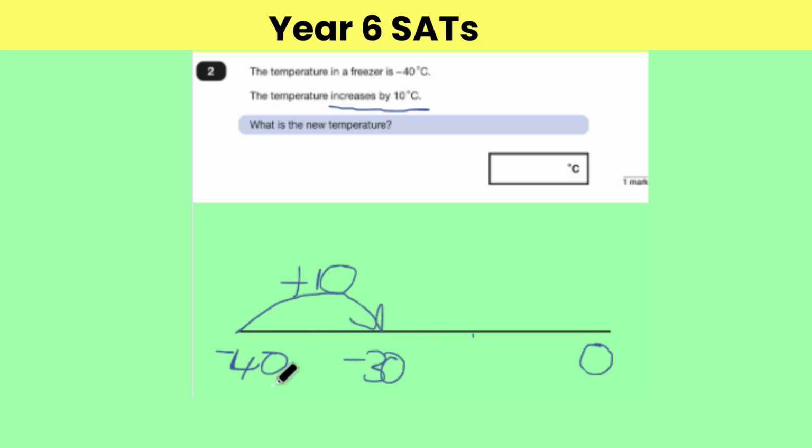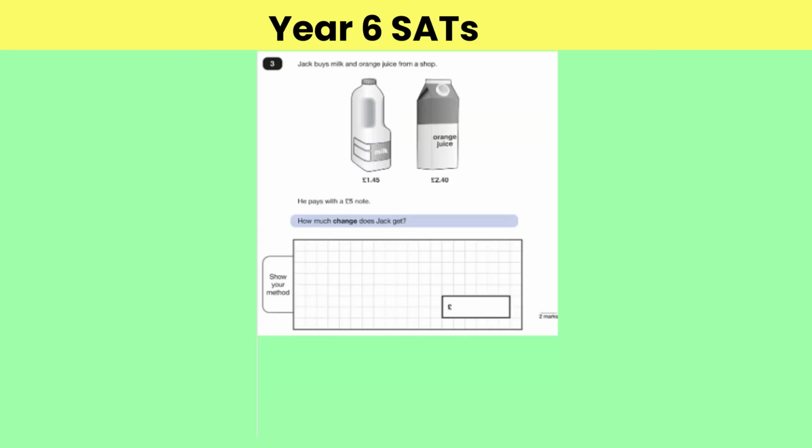If you're unsure how to calculate with negative numbers, I have lessons on that in my Year 6 number place value course. Question 3. Jack buys milk and orange juice from a shop. We have the milk and orange juice pictured with their amounts labelled underneath. He pays with a £5 note. How much change does Jack get?